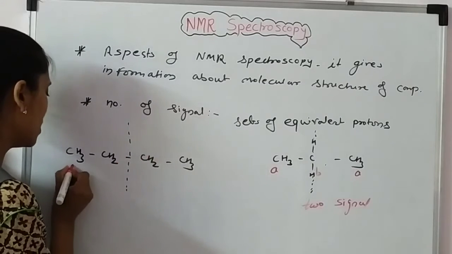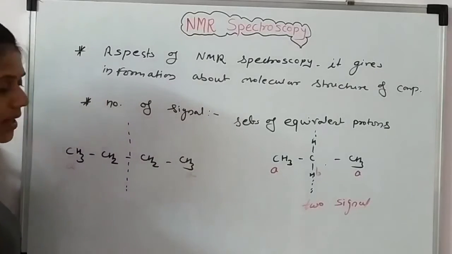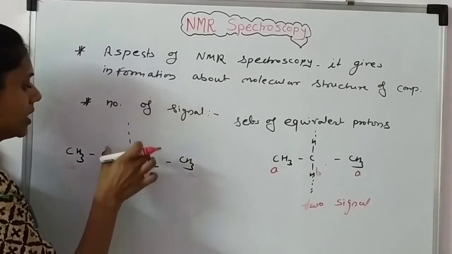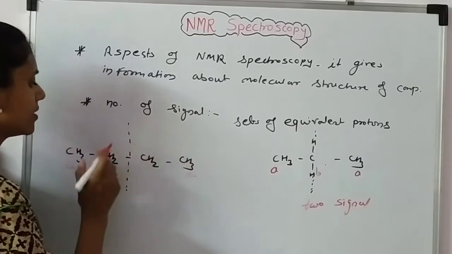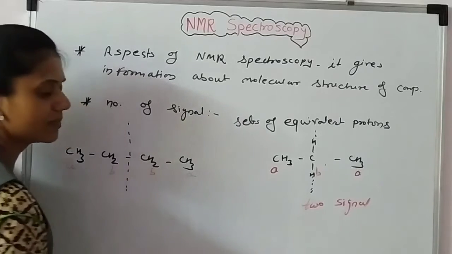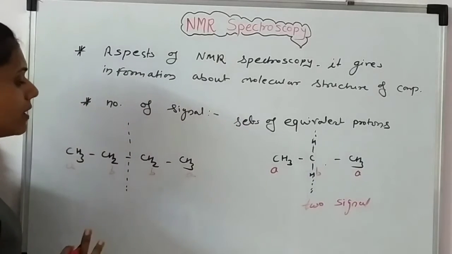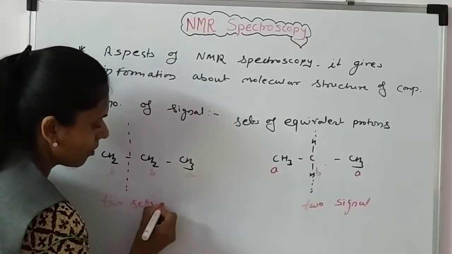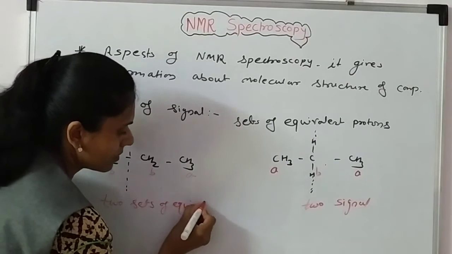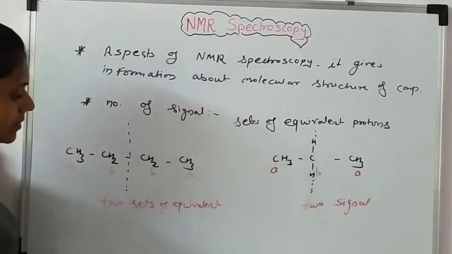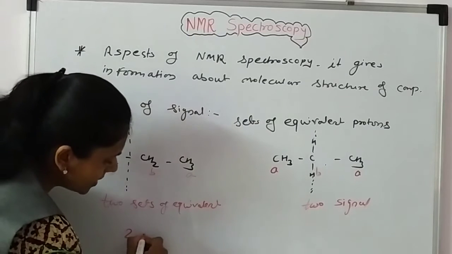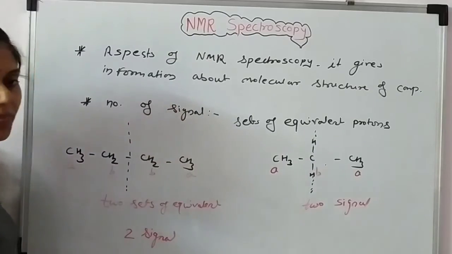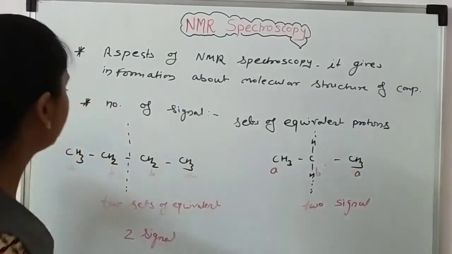So we write here one set AA. And both these CH2 have a different environment. Both CH2 are attached to a CH3 group. So here BB. How many sets of equivalent protons do we get? Here again 2 sets of equivalent protons we obtained. That means how many signals? 2 signals. The number of signals is 2. Now we take another example.